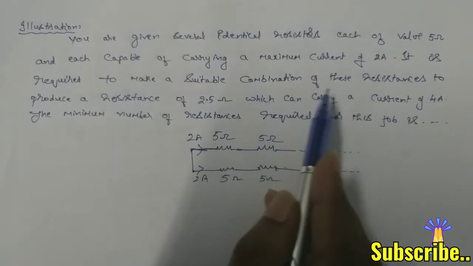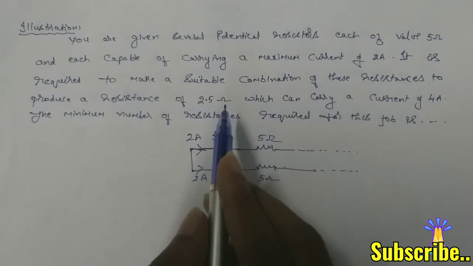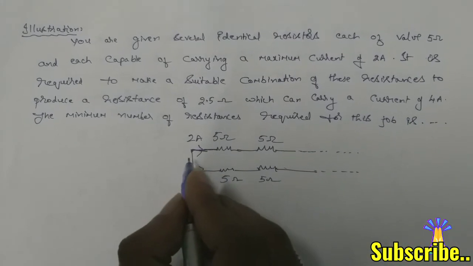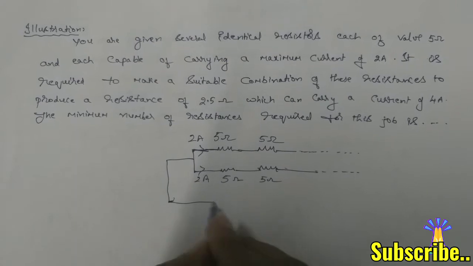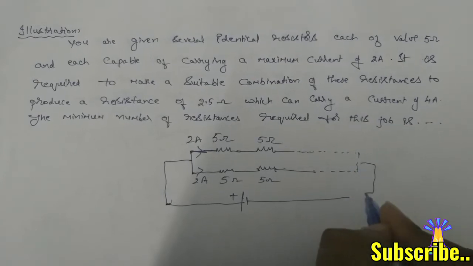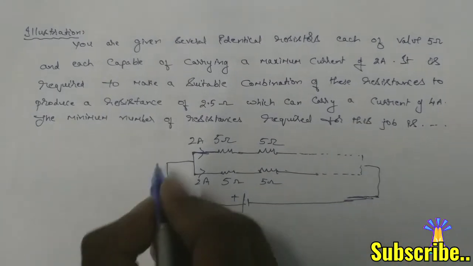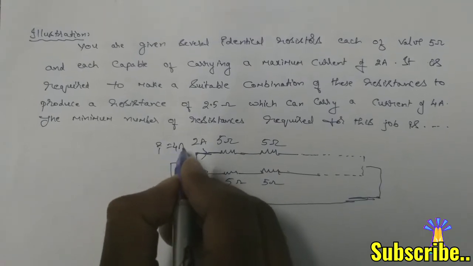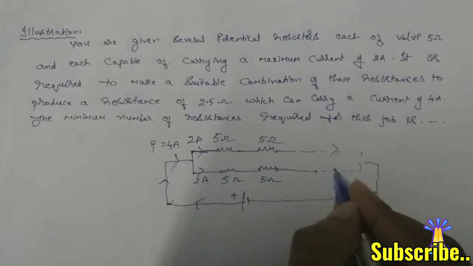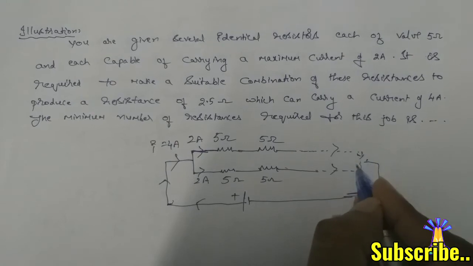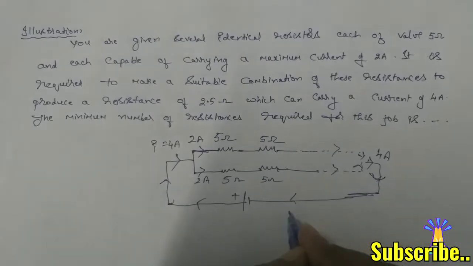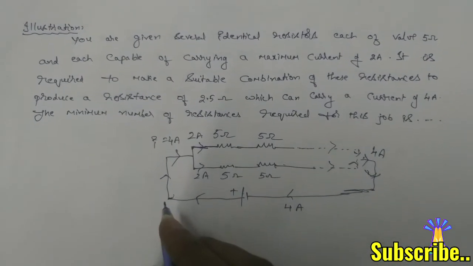It is required to make a suitable combination of these resistors to get R equivalent of 2.5 ohm, and the overall current it should carry is 4 ampere. So if this combination is connected to a battery like this, it should carry a current I equal to 4 ampere. So you already know, the current I is 4 ampere, and in the parallel path this 2 ampere comes here and rejoins here, and again 4 ampere current. So like this it will come.